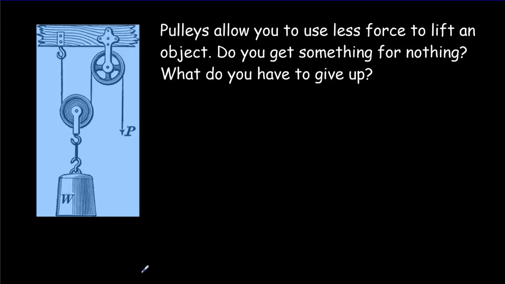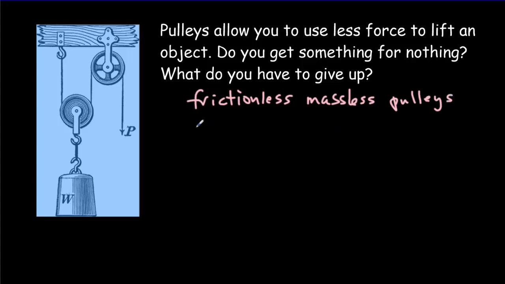Just like inclines, pulleys have this great advantage in that you can use a force much smaller than the weight of the object to lift up that object. So let's take an ideal case here, and we'll imagine that we've got frictionless, massless pulleys. And what that'll mean is that the tension is the same throughout the rope.